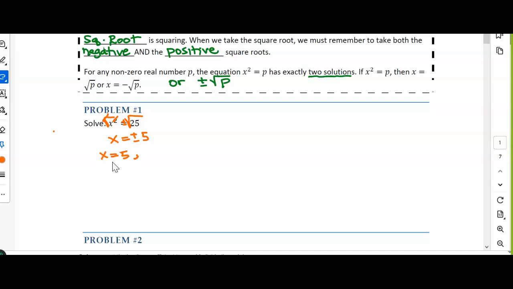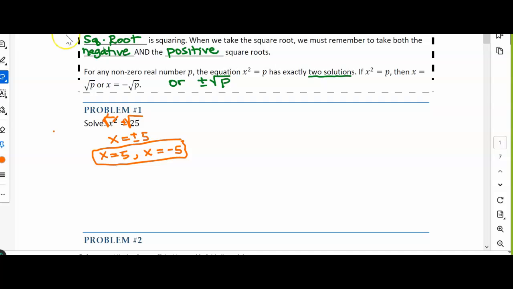Now on the homework, they'll have you write it out, and that's really just to help you see those are two answers, because sometimes when students write it like this, plus or minus 5, they think it's one answer, but there are two different answers there.